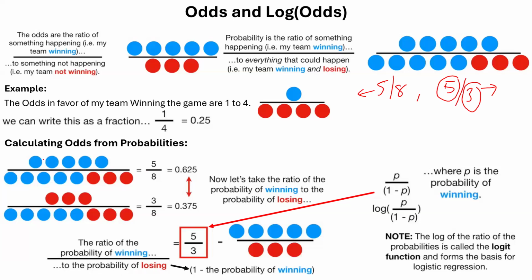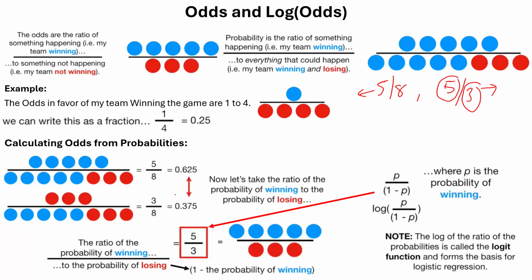Let's suppose you're playing 8 games, and out of 8 games, you're winning 5 games and losing 3 games. If you look at this particular thing, this is the probability of winning, which is 5 by 8. What is the probability of losing? It is 3 by 8, right?